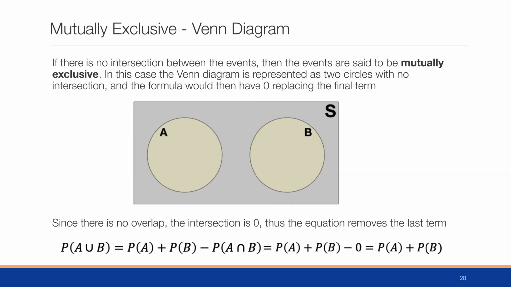In the case where there is no intersection, the events are said to be mutually exclusive. In this case, the Venn diagram is represented as two circles with no intersection, and the formula for that intersection would have a 0. As we can see below, here we have the probability of A plus the probability of B minus the intersection, which in this case is 0, which just gives us the probability of A plus the probability of B. And this is similar to the dice example that we had when we started this.